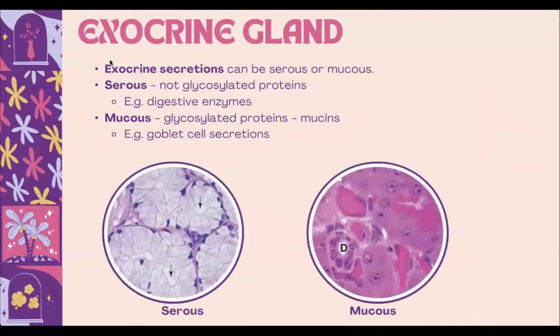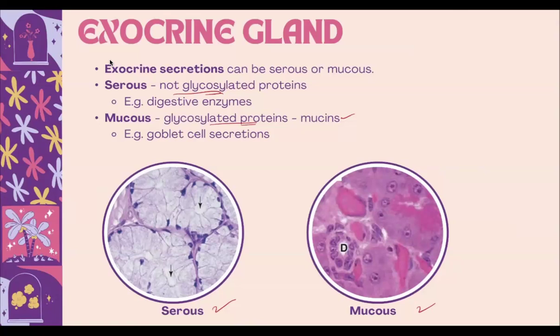So these secretions can be serous or mucus. So this is serous and this is mucus. The difference is that serous are not glycosylated and mucus are glycosylated. So they contain mucins. Mucins are a type of secretion you would see in goblet cell secretion. So this is the secretion that you see for your mucus, which is lining the respiratory tract.